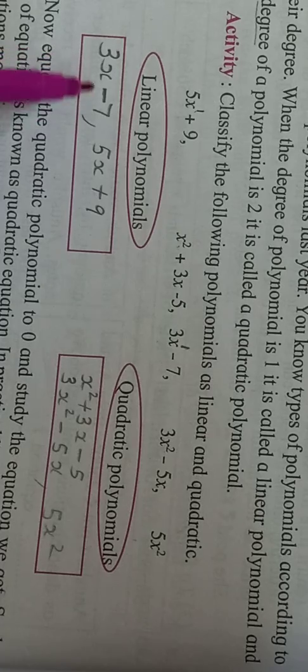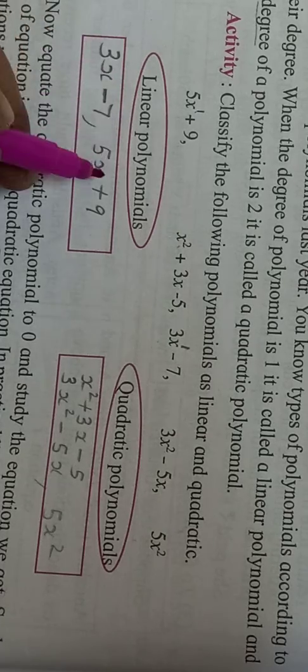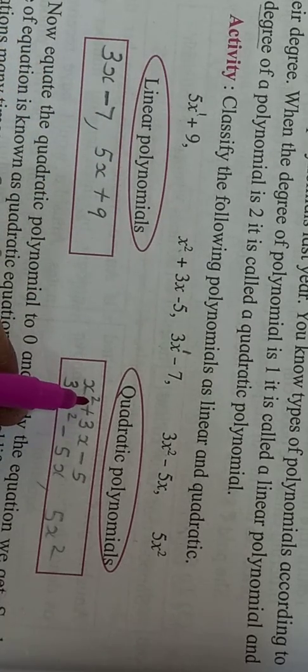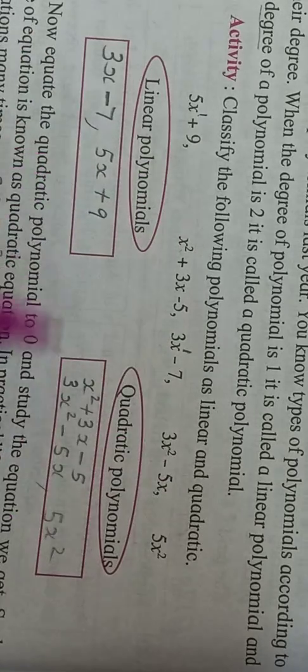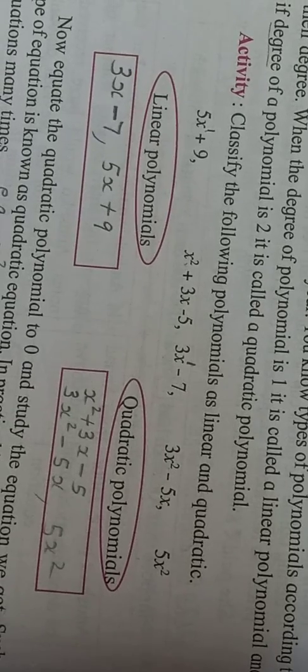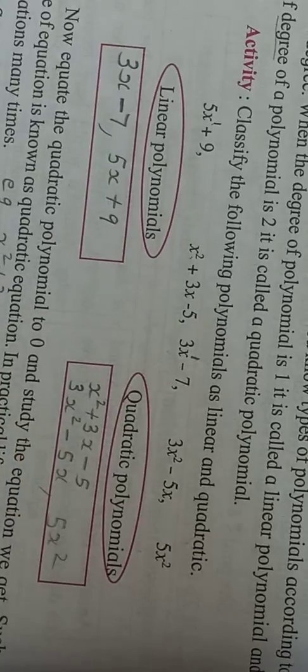So I have already written this. 3x minus 7. Here degree is 1. Degree is 1. Linear polynomial. Quadratic polynomial, highest power, that is degree is 2. Degree is 2. I have already classified and written the answer. So if we are equating the quadratic polynomial to 0, then it becomes a quadratic equation.